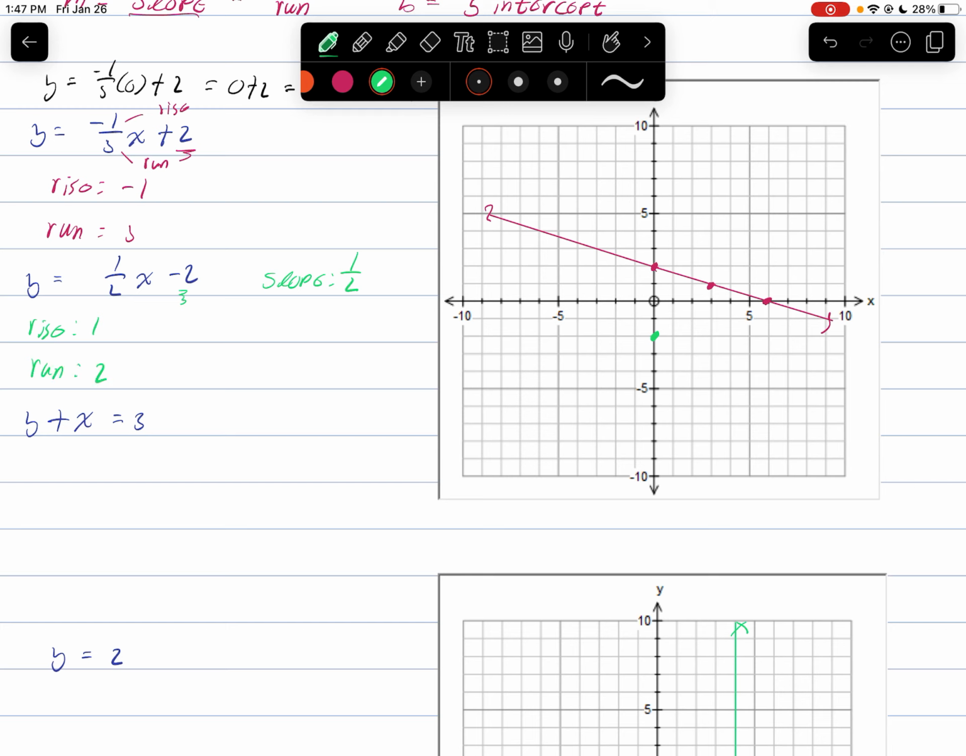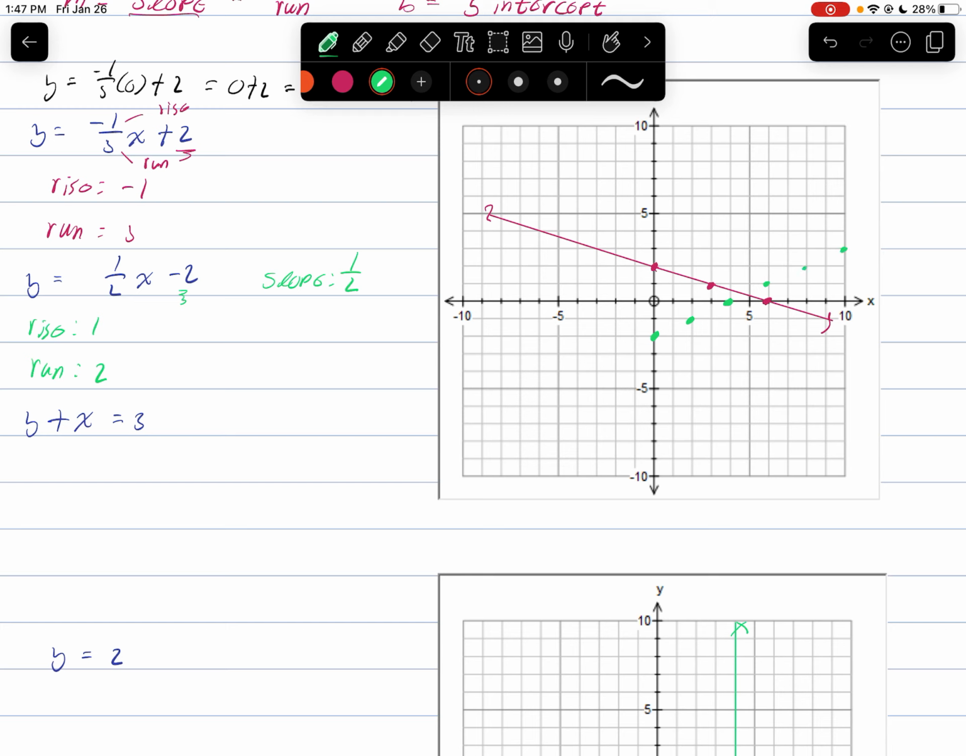So what we're going to do is we're just going to start from this point. We're going to go up 1, and we're going to go to the right 2. We can do it again. We can go up 1 to the right 2. Do it again, up 1 to the right 2, and again, and again.